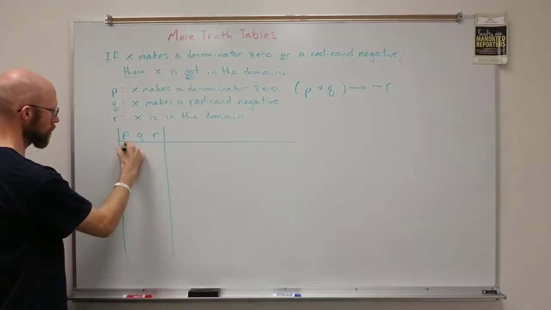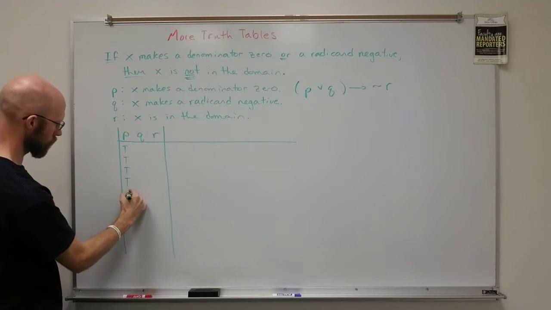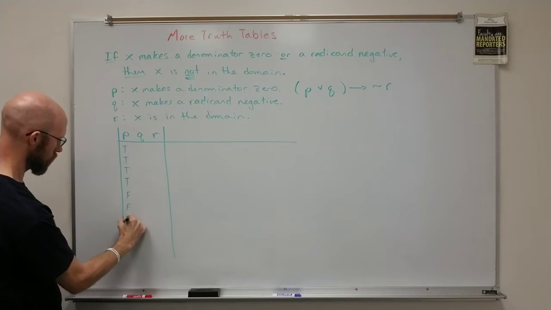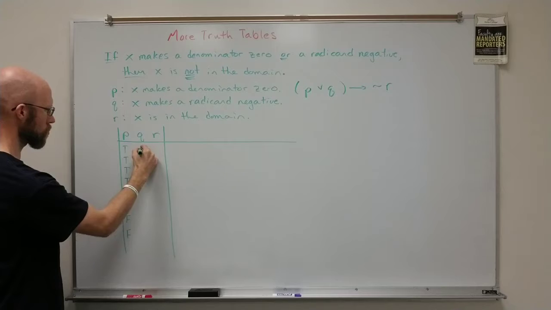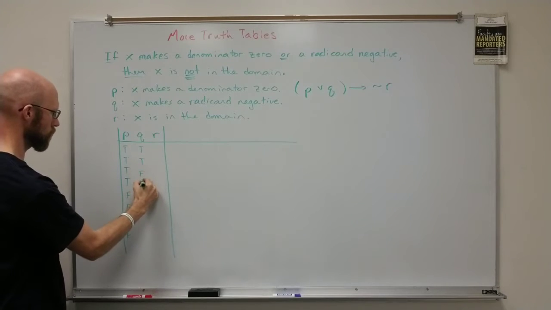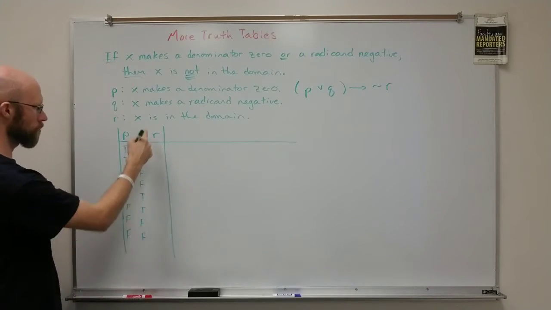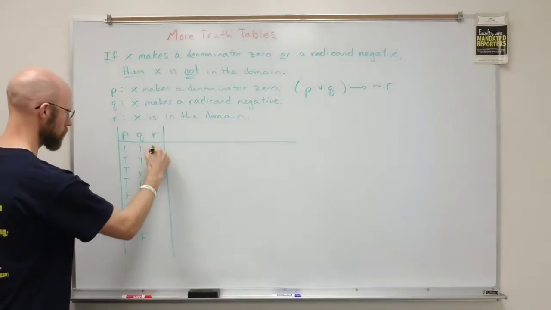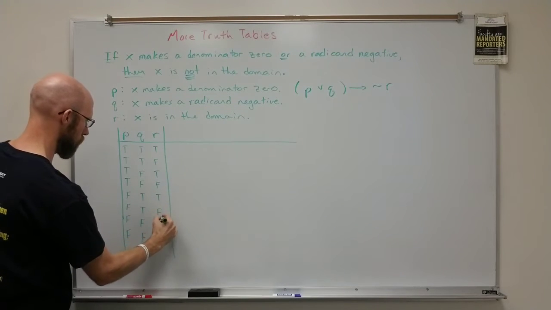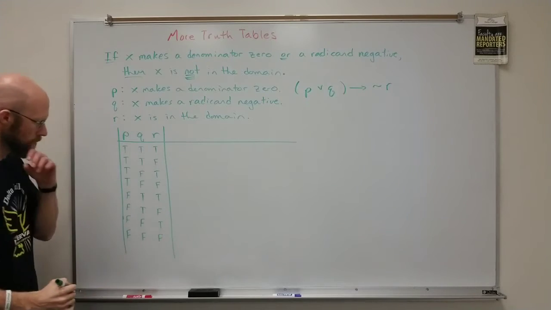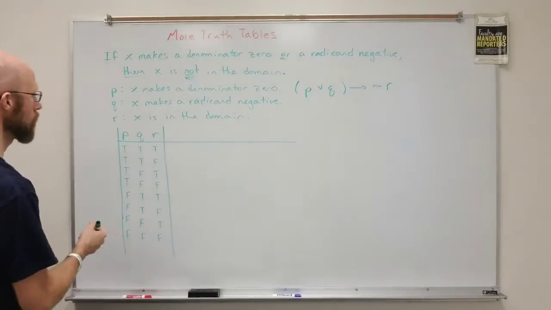So 4 of them will be true for P, 1, 2, 3, 4, and 4 will be false, 1, 2, 3, 4. And then for Q, it's going to be half that. So 2 trues, 2 falses, 2 trues, 2 falses, and then for R, it's 1 of each going down, right? So it's true, false, true, false, true, false, true, false. And that should give me all 8 of my combinations.